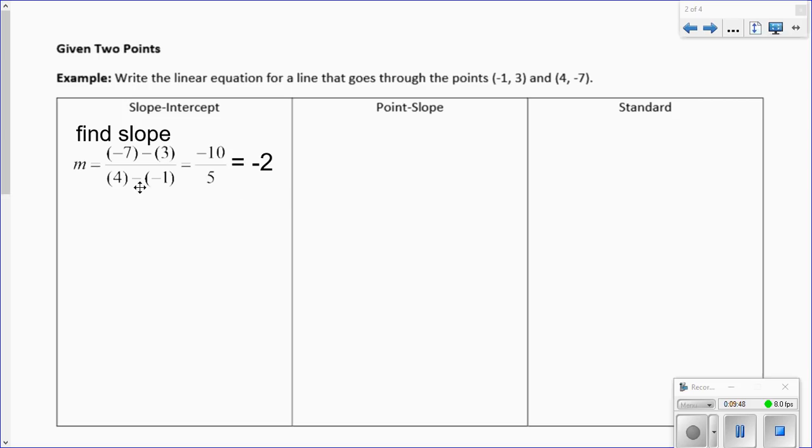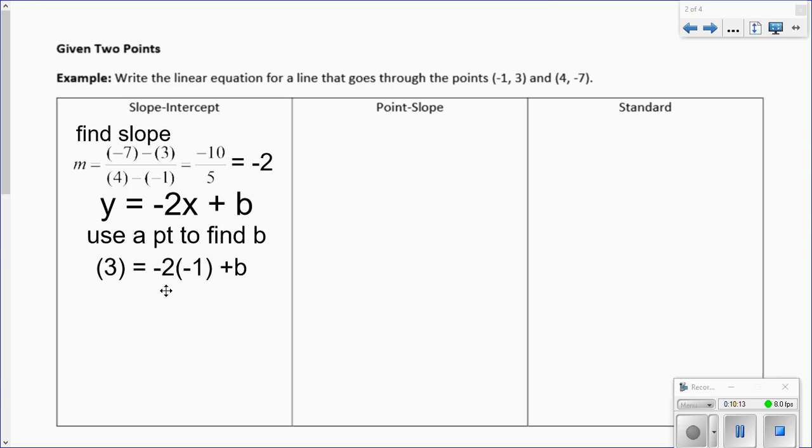That gives me negative 2. Okay, so I have the slope, but I don't have the y-intercept. Neither of these are a y-intercept. So this is all I got right now. y equals negative 2x plus b. Again, I need to find the b. So I'm going to use one of these 2 points, it doesn't matter which one, to plug in for the x and y, and that way I can solve for the b. So I'm going to use the first one just because it's first.